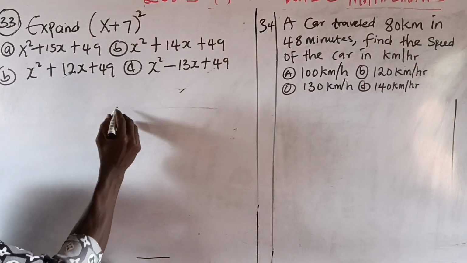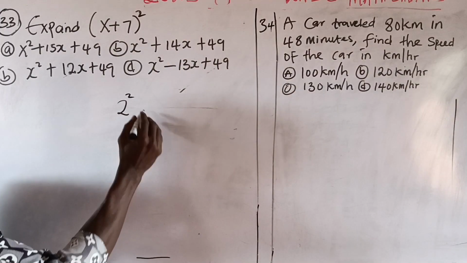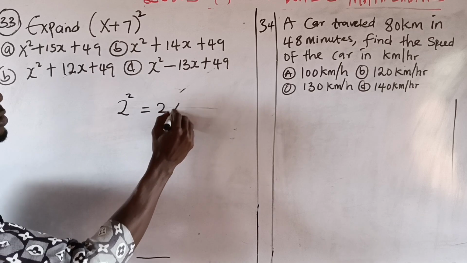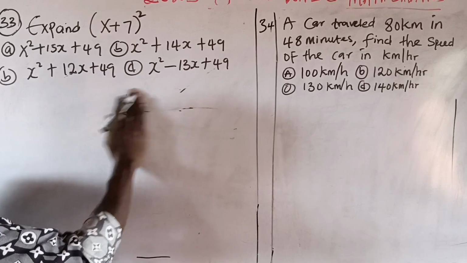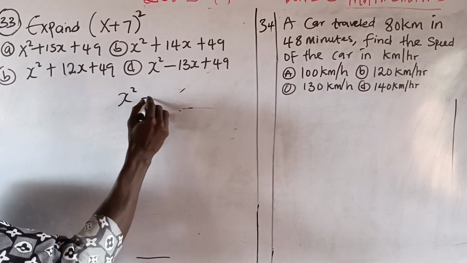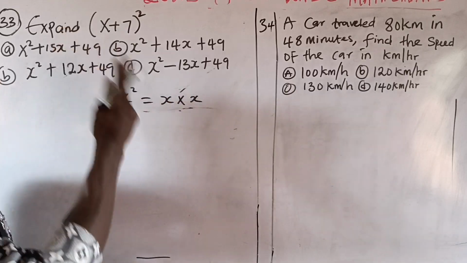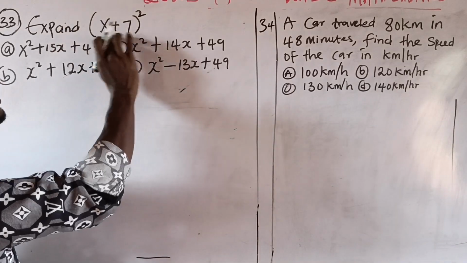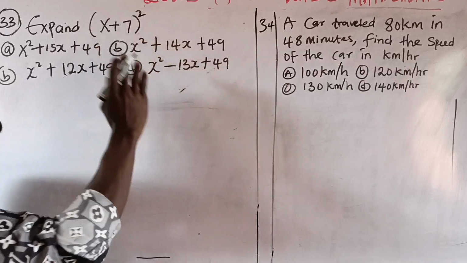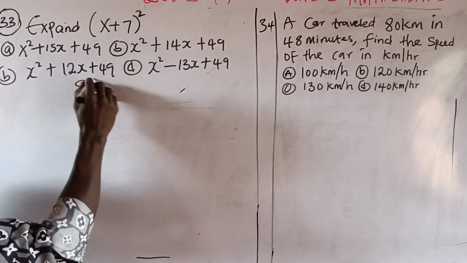Just like if you have 2 raised to power of 2, it means 2 times 2, or x raised to power of 2 means x times x. That is x in 2 places. That means what is in the bracket in 2 places. Now let's work on it.